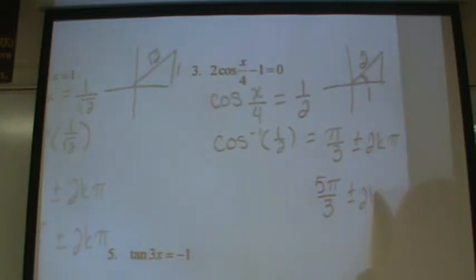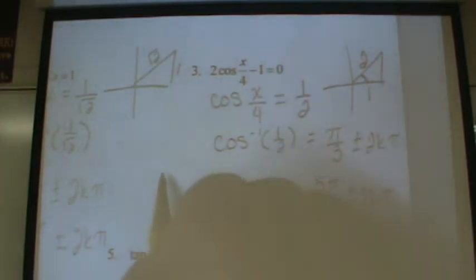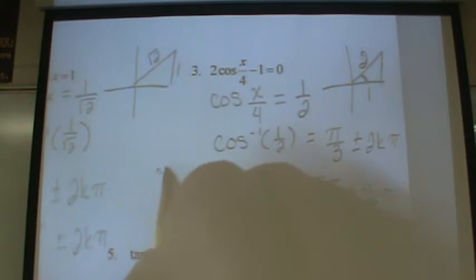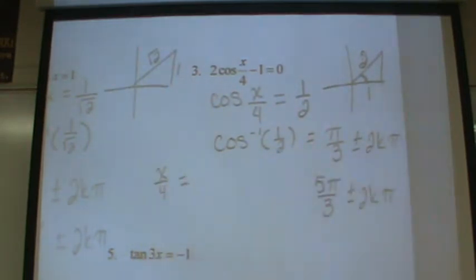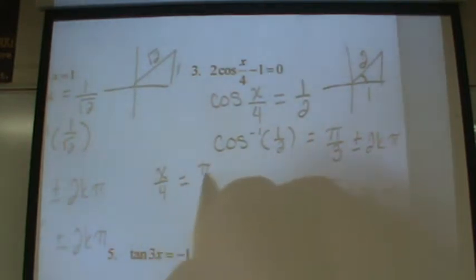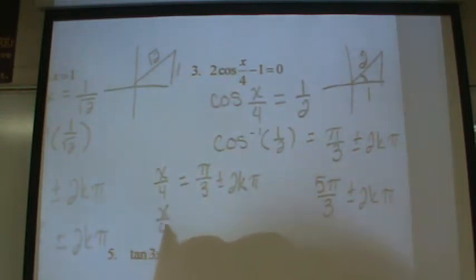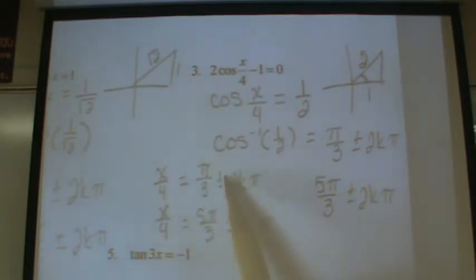Now, these are not our solutions. This is if we had solved as if this were just an x. So we're going to set each of these equal to that x over 4. So we set x over 4 equals pi over 3 plus or minus 2k pi. And x over 4 equals 5 pi over 3 plus or minus 2k pi. And then we're going to solve for x. So we're going to essentially multiply each of these by 4.